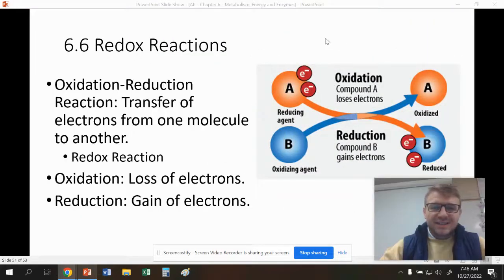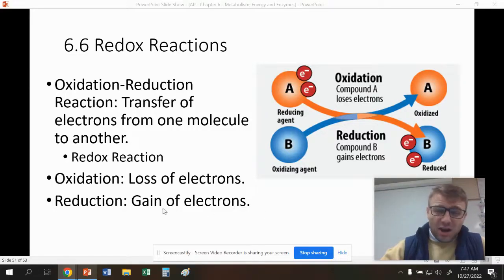Our last section in this chapter is going to be on 6.6, which is redox reactions. This is the transfer of electrons from one molecule to the next. We also call them redox because they're reduction-oxidation reactions. If you're like, oh my gosh, I remember these from chemistry, it's not that bad. All you have to remember is where the electrons are going. So in an oxidation reaction, there's a loss of electrons. In a reduction reaction, there's a gain of electrons.